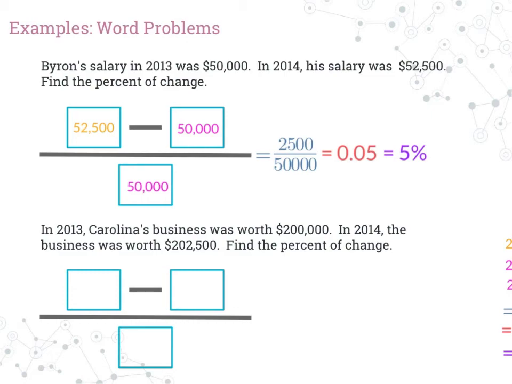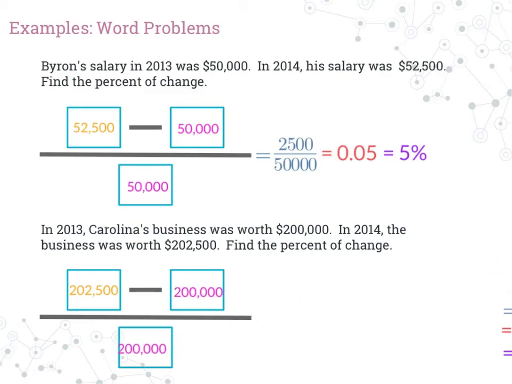Let's look at the one at the bottom now. And this one says in 2013, Carolina's business was worth $200,000. In 2014, the business was worth $202,500. Find the percent of change. So again, I'm looking for the new versus the old, and I've got 2 years here again, 2013 and 2014. 2014 is going to be the new price because that one came next or came after 2013. So I'm going to slide my $202,500 in the new box. 200,000 then therefore is my old amount, so I'm going to slide that into 2 boxes for old.